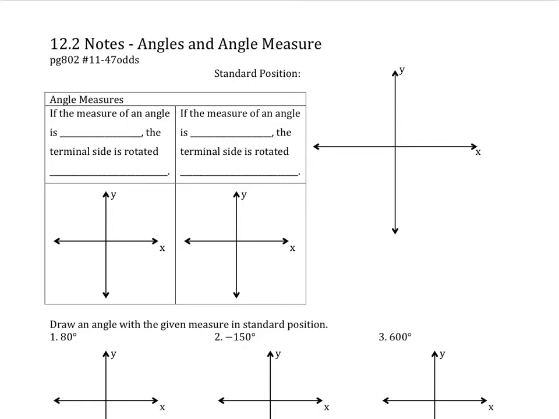Lesson 12.2 is about angles in standard position. Standard position means that the angle starts with the positive x-axis. So the angle starts here. That's called the initial side. And then it rotates. The amount it rotates depends on how many degrees it is. So I would say that was about 130 degrees. So the positive x-axis is the initial side. The other side is called the terminal side.